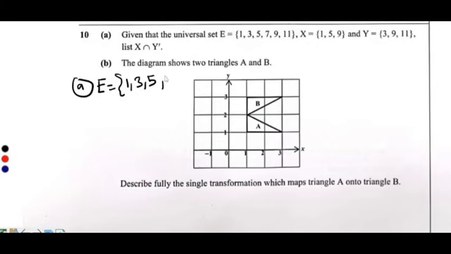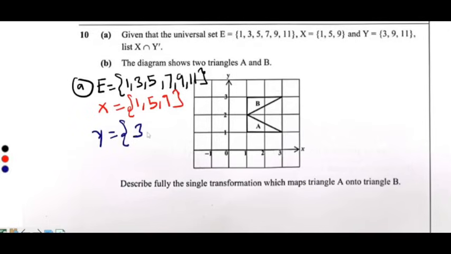So 1, 3, 5, 7, 9, 11. This is our universal set. So what will be our set X? Set X is equal to 1, 5, 9. And then we also have set Y. Our set Y is 3, 9, 11. Now the question is, list X intersection Y complement.